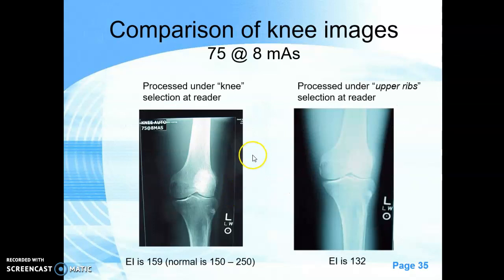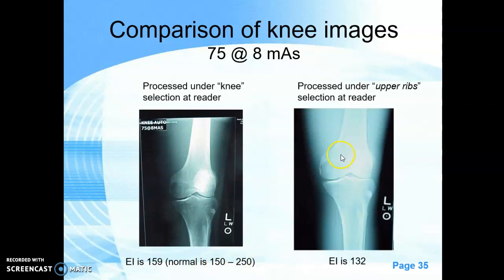So here we have a comparison of two different knee images. Both of these knees were taken at 75 kVp and 8 mAs. They were both taken at the same distance. One was processed under knee at the reader, while the other was processed under upper ribs at the reader. When we exposed the knee image, we ended up with an exposure index of 159. This is perfect because the normal should be anywhere between 150 and 250.